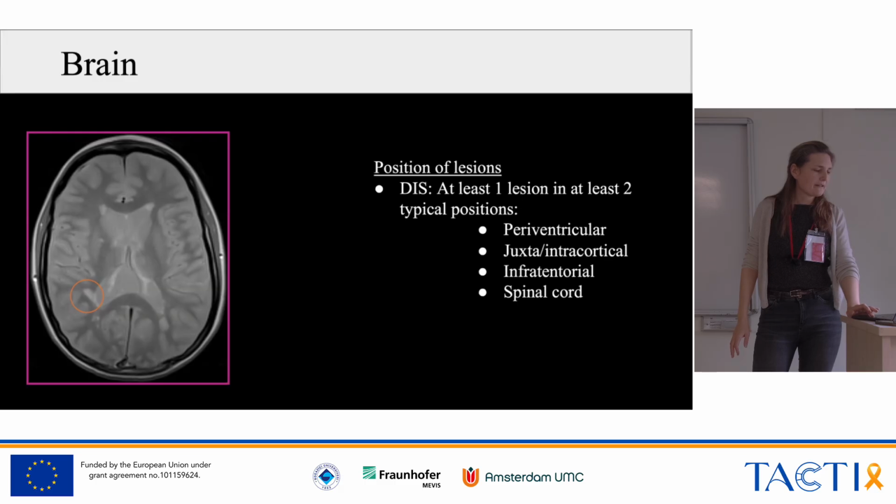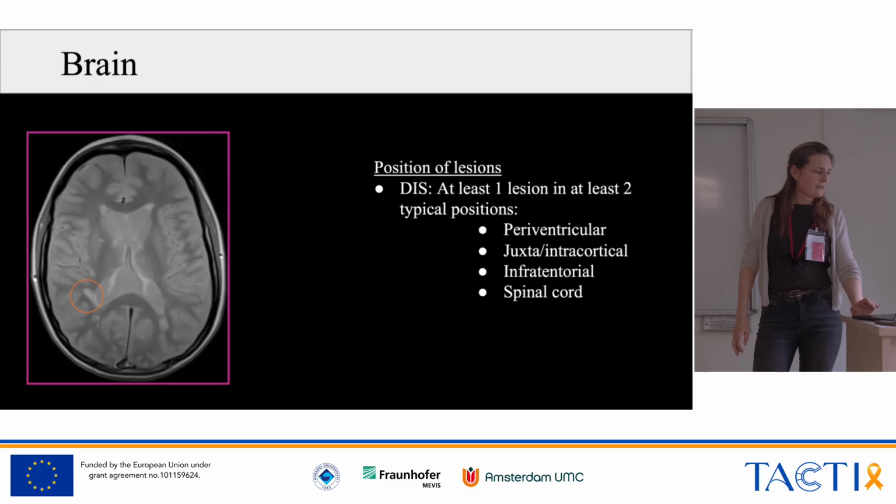Then you have, this is a typical view with Dawson's fingers that give you a typical view close to the corpus callosum, where the lesions are perpendicular to the extension of the ventricular system, called Dawson's fingers because they go out of the ventricular system like this.